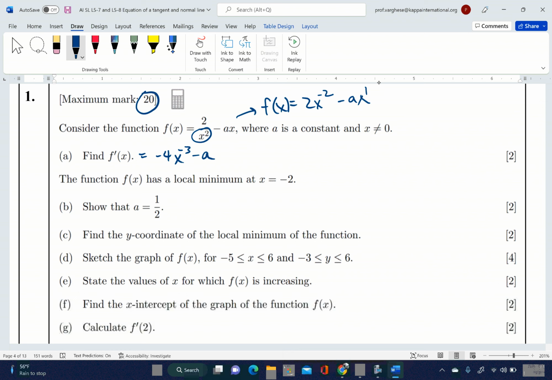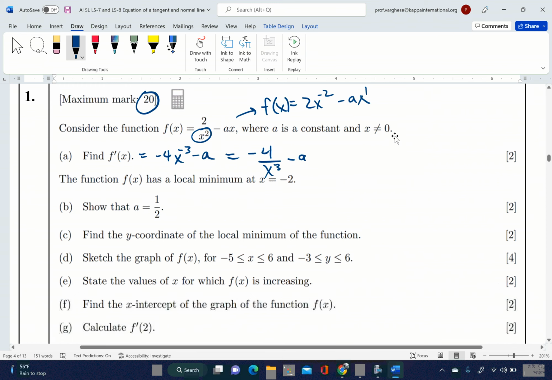If I wanted to take this and write this a little bit differently, you wouldn't have to, but if you wanted to, you could write -4 over, and this is x to the -3rd. We can kick it to the bottom, and then this is going to be minus a, okay? Boop, done.